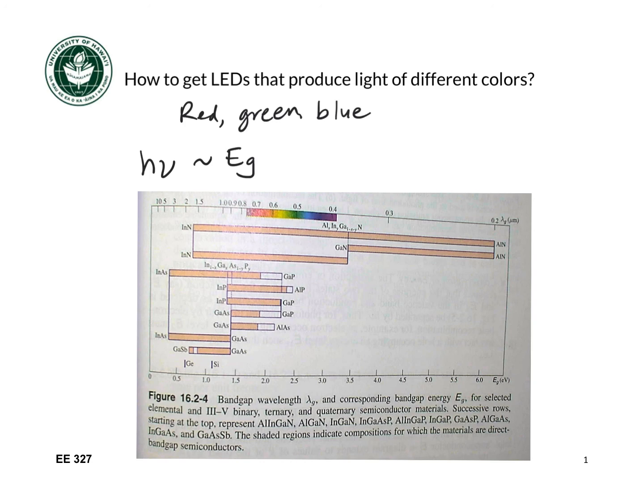But anyway, you can see that we have this semiconductor materials library that you can use to make LEDs that produce photons that span this visible wavelength range.